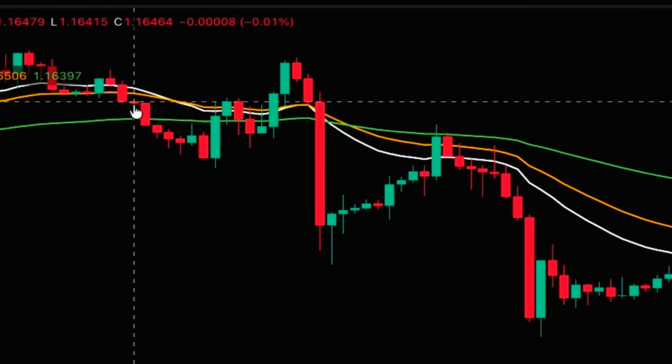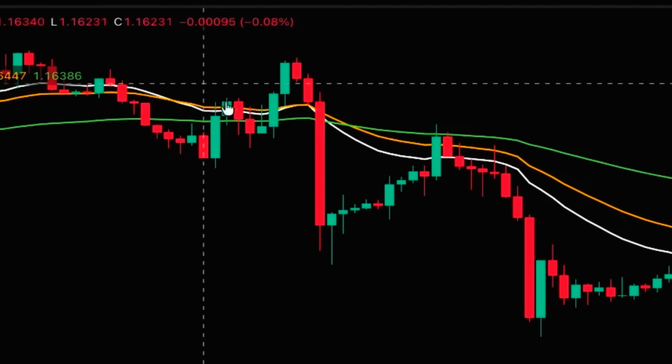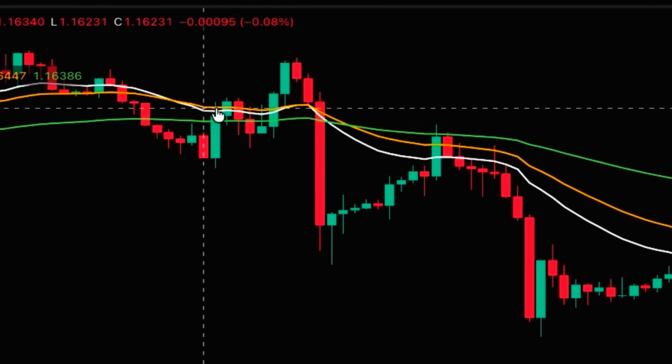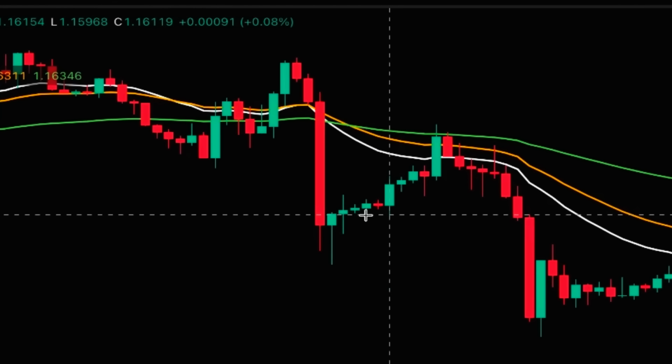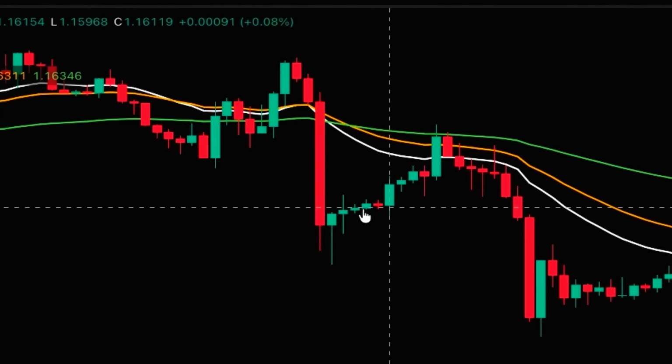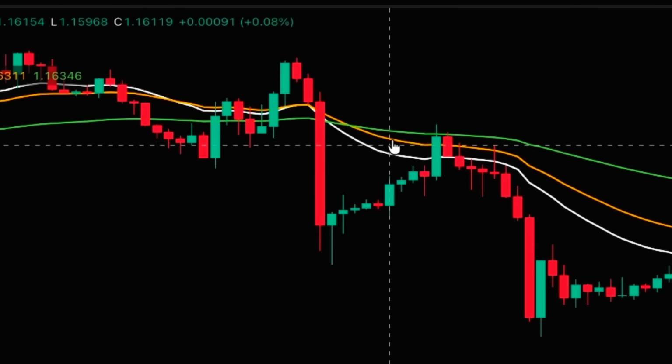Here, when the price went below the green line, you can see that it didn't happen. The white line and the orange line didn't go below the green line. But from here, when these candles are closed, you can see that the price is below the green line and the white line and the orange line are also below the green line. And the white line is also below the orange line. And this shows that we have greater downside momentum in a shorter term perspective.